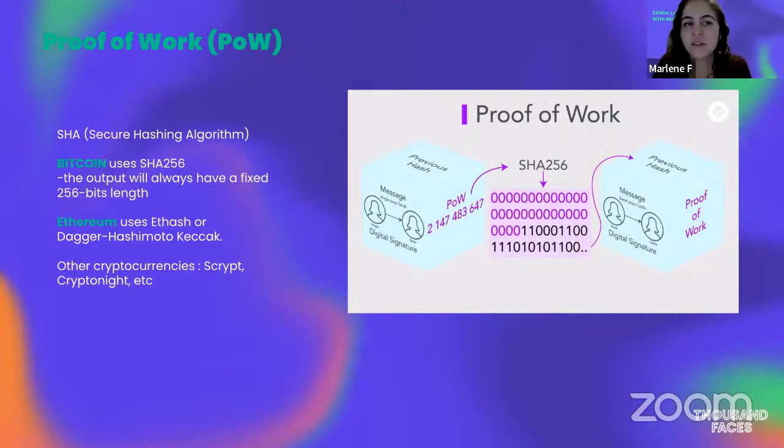Bitcoin is known for using SHA-256. Ethereum has been known to use Ethash, or Dagger-Hashimoto, Keccak, its specific names, but you will hear about these names. There are other hashing algorithms that have been created because so many cryptocurrencies have been born. For example, we have Scrypt, we have Cryptonight, and many others. The important point is that each cryptocurrency can use its own hash, but the principle of how the hash works is the same.